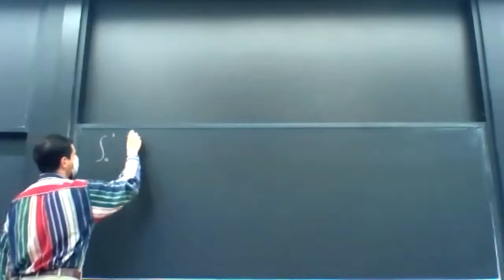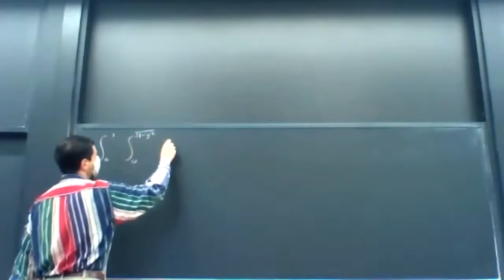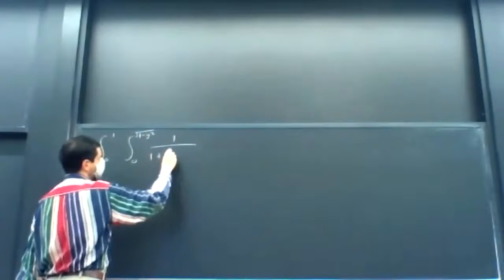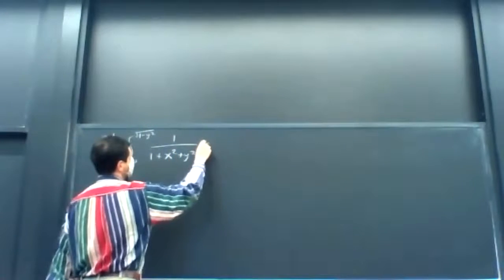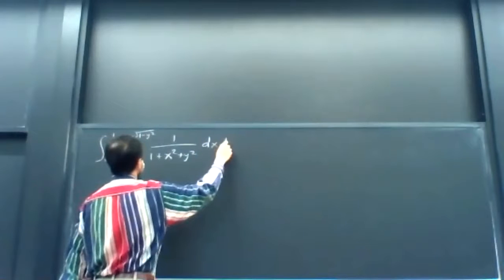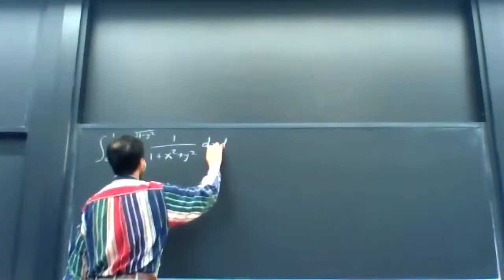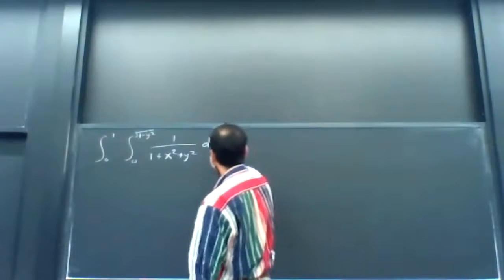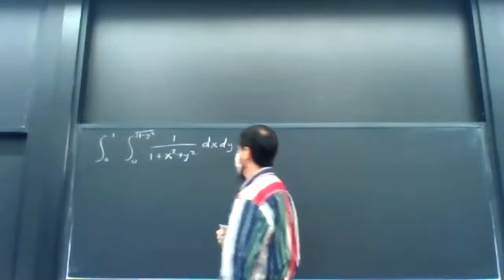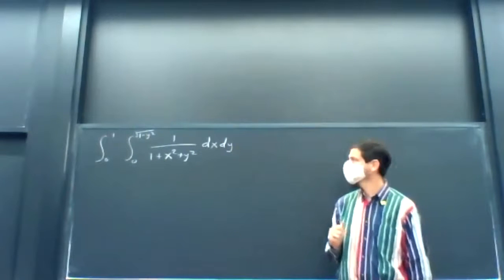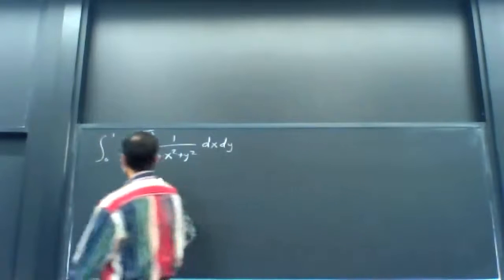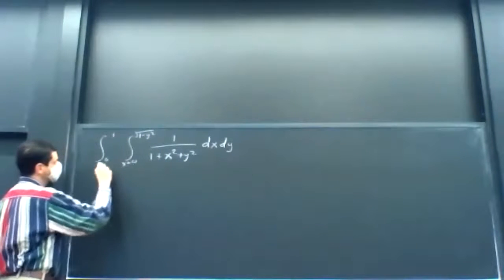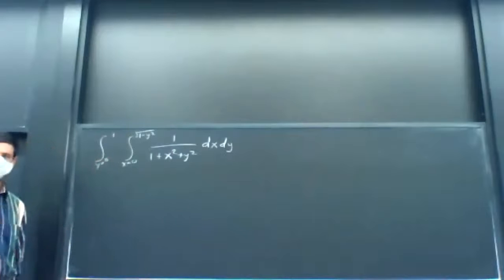So one of the problems that was asked was the integral from 0 to 1, integral from 0 to the square root of 1 minus y squared, 1 over 1 plus x squared plus y squared dx dy. Now, it's not written wrong when I write it like this, but I like to be explicit and write x equals 0, y equals 0.